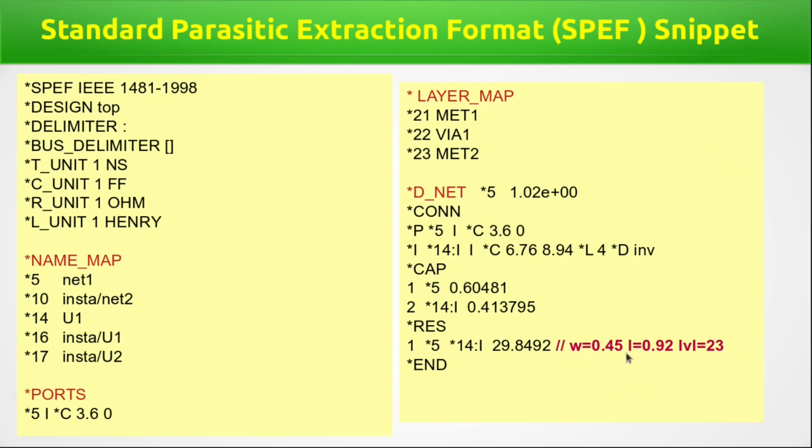And since this is a metal piece, there will be W and L, that is, it will be a rectangular piece, so length and width. If it is a via, then instead of W and L, there will be A equal to some value, that is the area. For vias we have area because vias are generally square. I think I have given enough details about this snippet.